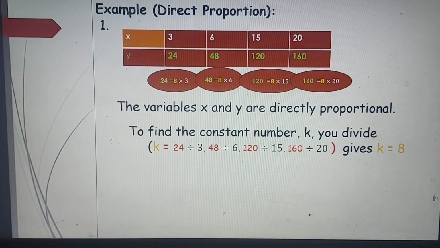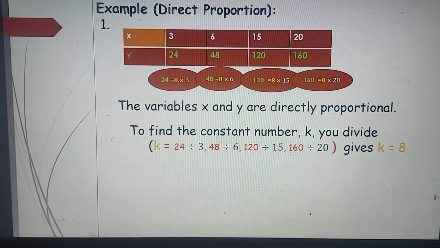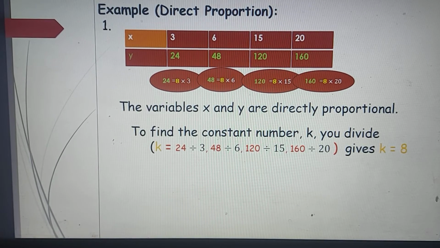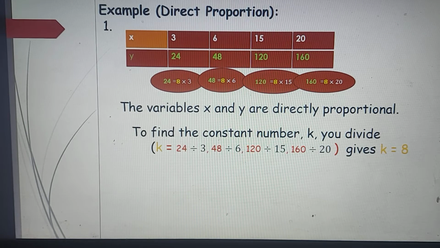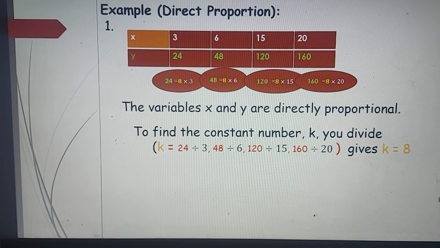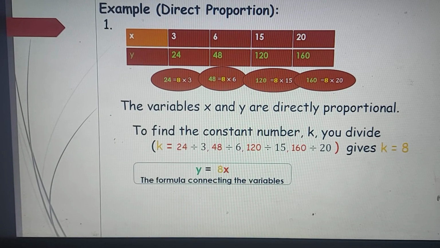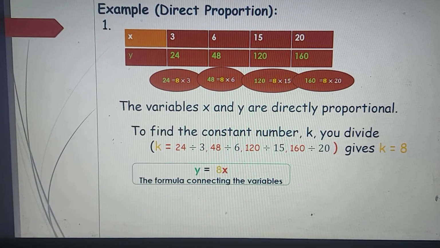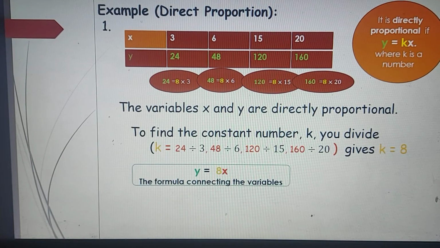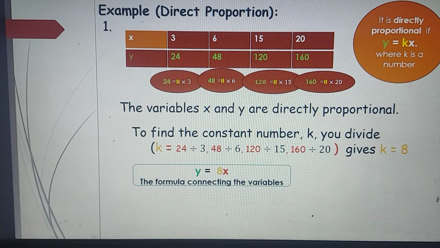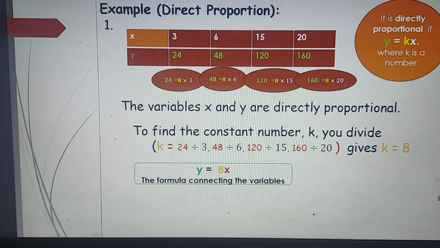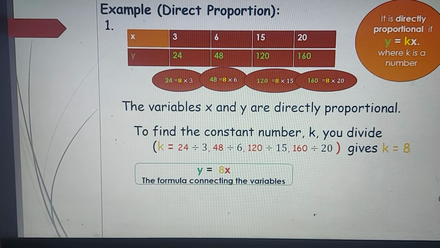So to find the constant number at any point in time for direct proportion, you need to divide. You divide y by x in each of the columns, and you must make sure that you have the same constant number for each of them. As you can see, k equals 8 for each of them. And when you're done, you need to write the formula connecting the variables. Of course, you know that for direct proportion, y equals kx, where k is the constant number. So when you're done finding k, you substitute to find the formula connecting the variables.